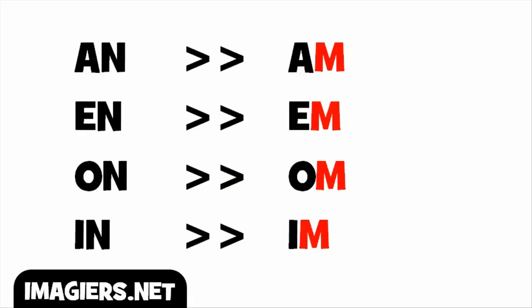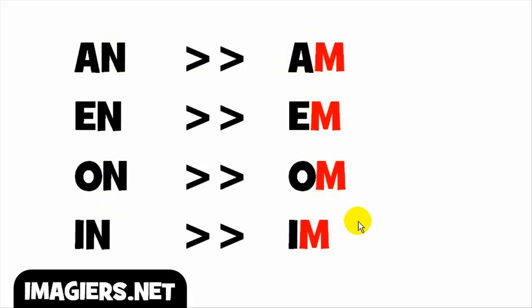Basically it applies to these combinations of N with a vowel: A-N, E-N, O-N. Technically, before the letters we saw, B, P and M, A-N, E-N and O-N cannot be placed. The idea is to remove this N here and replace it with M, like that.